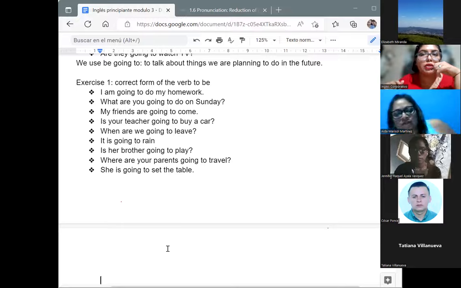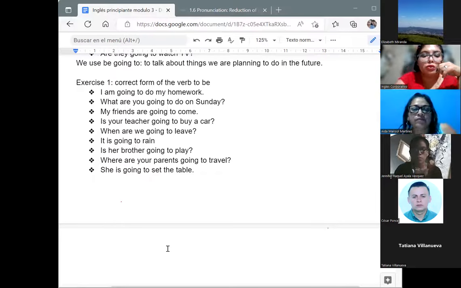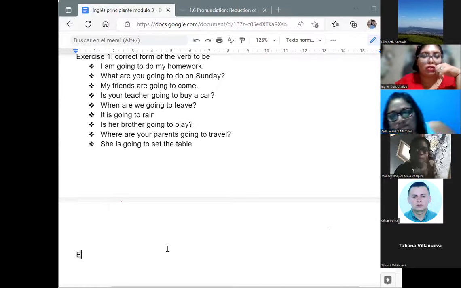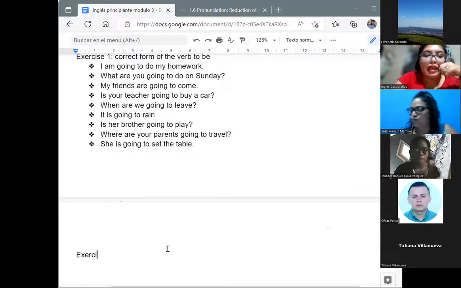In this case, we're going to use negative. Vamos a hacer el ejercicio número dos. En este caso, vamos a hacer negativos. I mean, la oración va a ser negativa. Exercise two, and we're going to see negative.